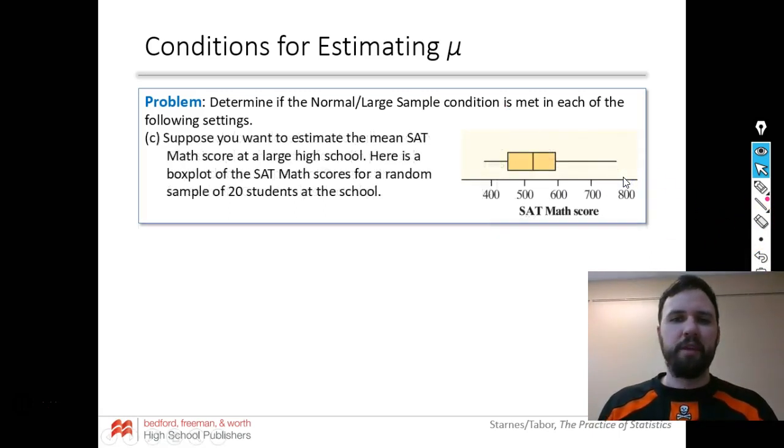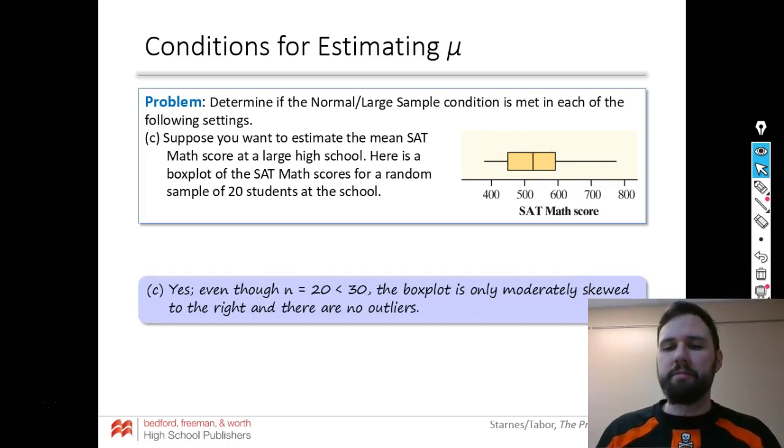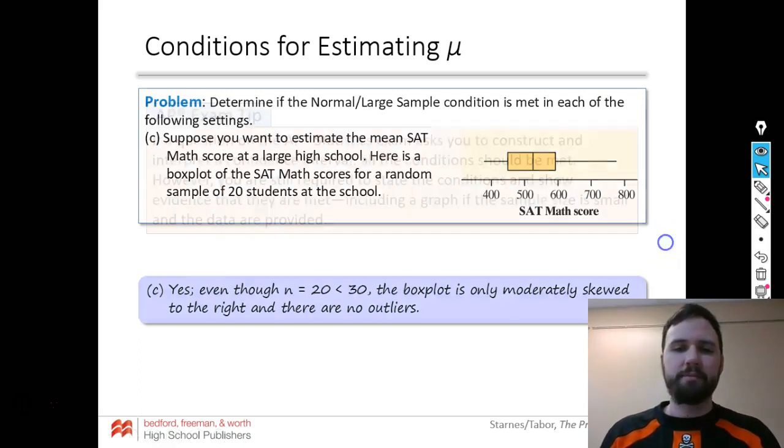Last one. This one, take a sample of 20. And let's look at it. That looks pretty symmetric. Look at your first and third quartile. So I'd say yeah. Moderately skewed, not severe skew.